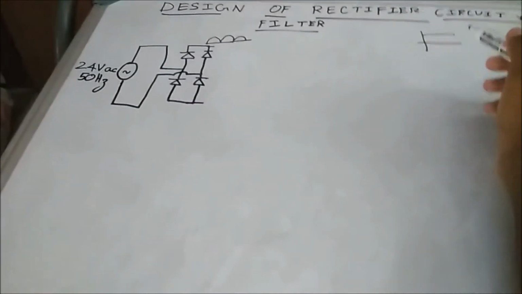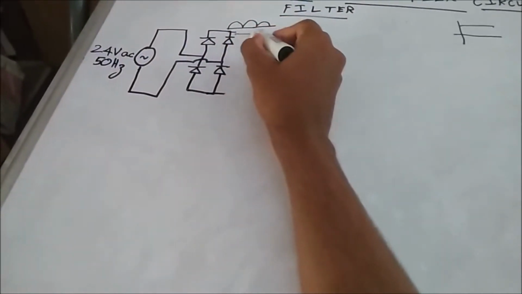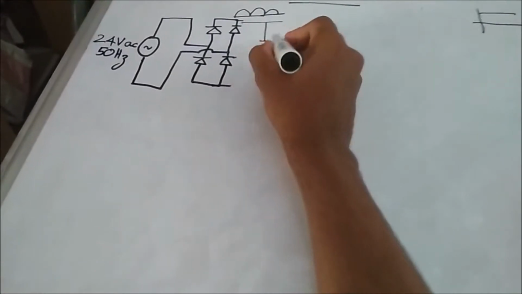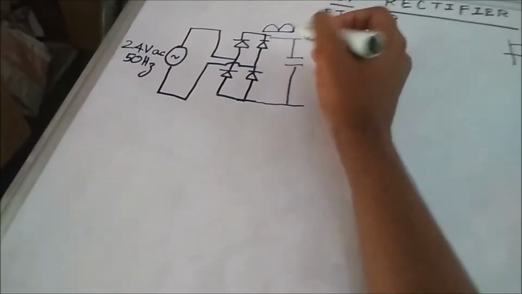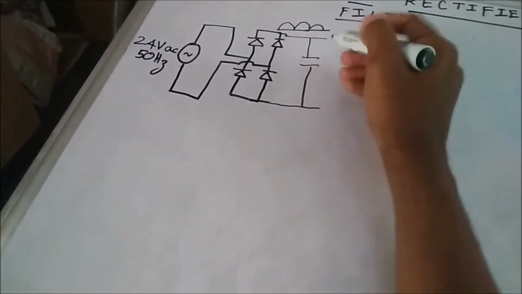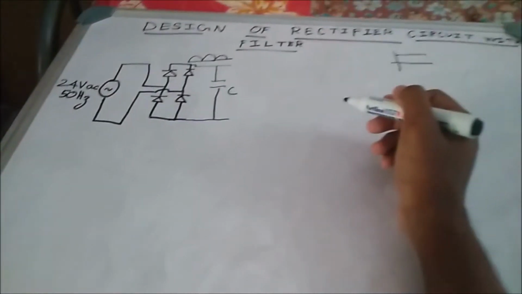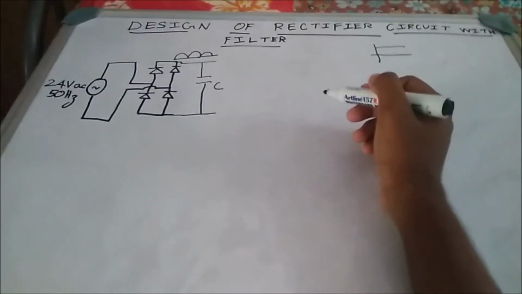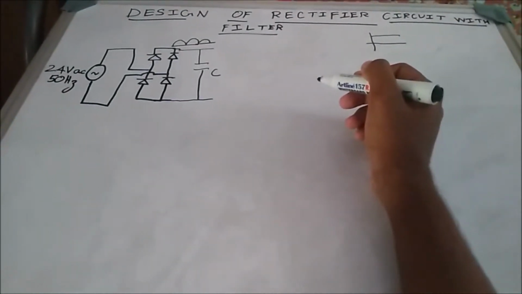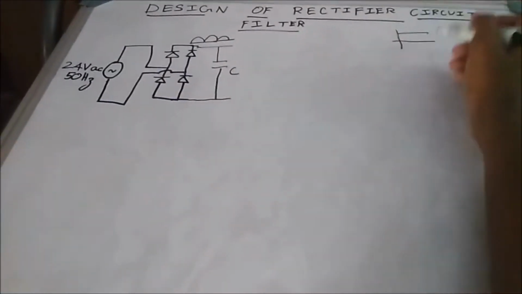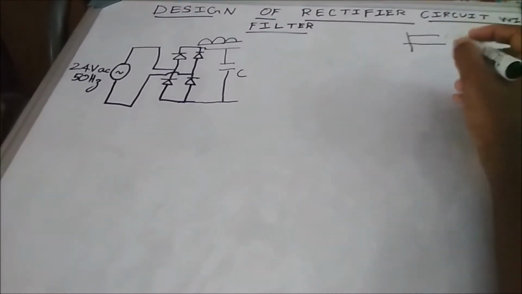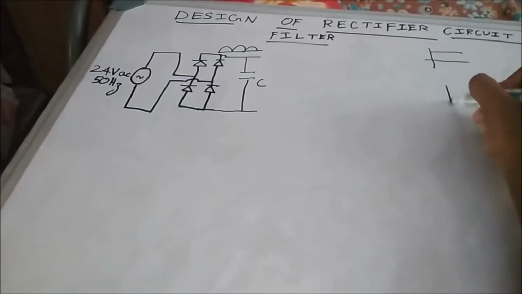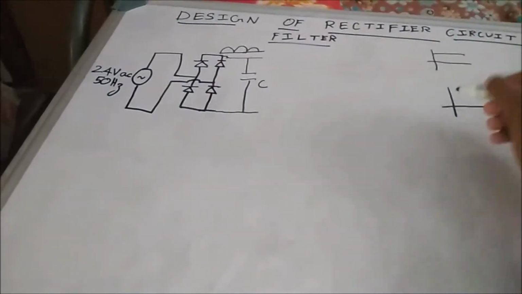Simple. We are going to connect a capacitor parallel to it. Capacitance C. So do you think after connection of the capacitor we get a waveform like this? Absolutely not. The output waveform will be like this.